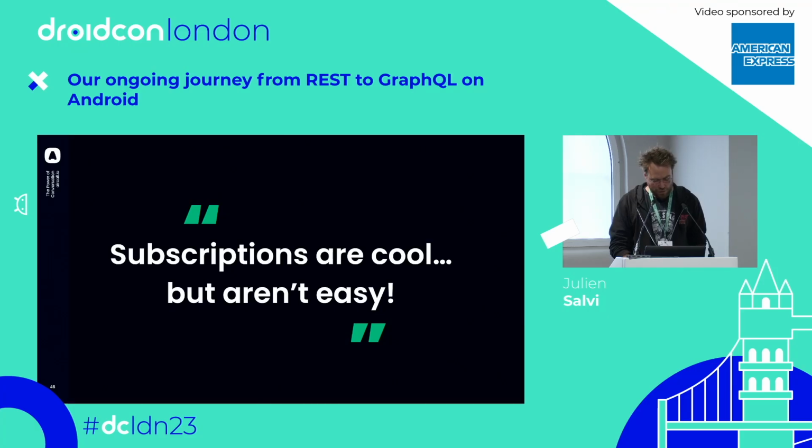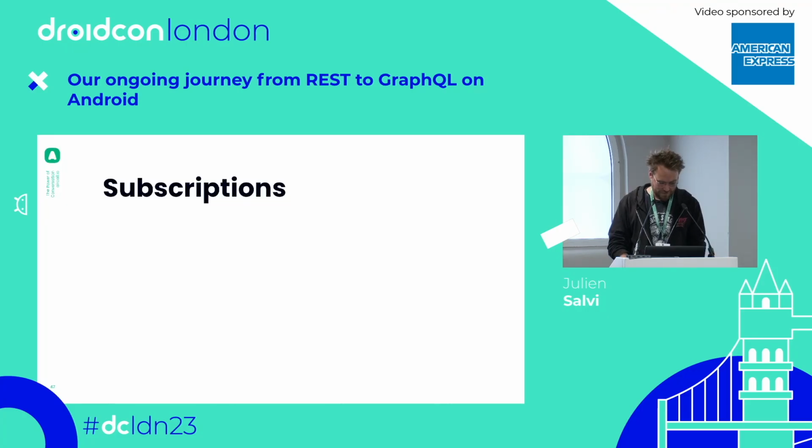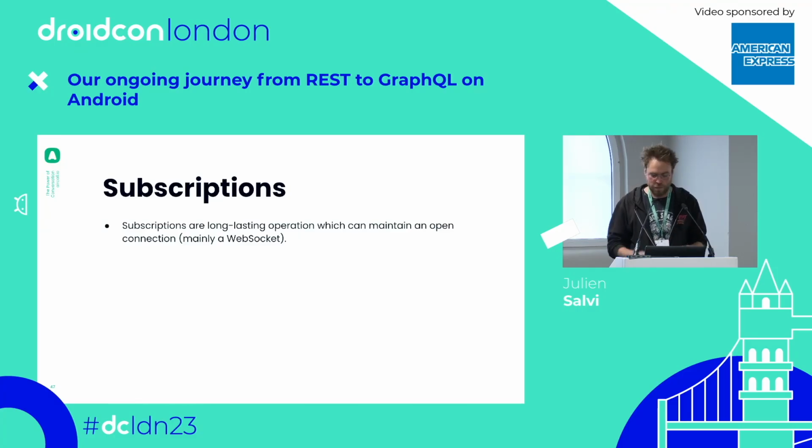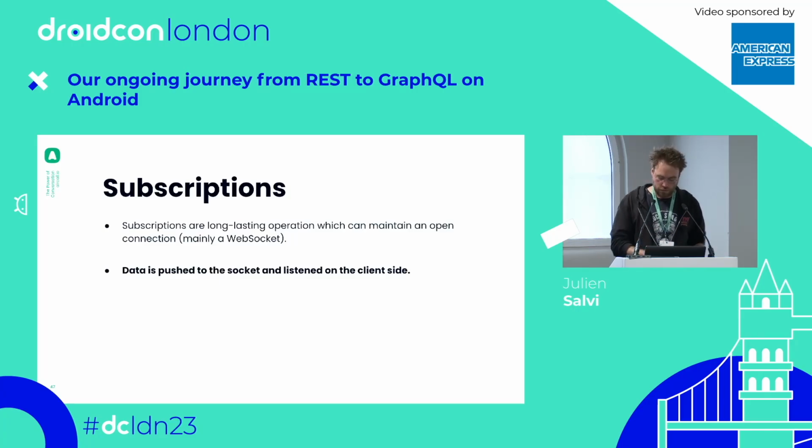Okay, and a thing that was pretty hard to deal with: subscriptions. Subscriptions are very cool, having real-time communication. This is very nice, but it's not easy at all, especially when you have an AppSync backend. Subscriptions are long-lasting operations. The connection is maintained mainly using WebSocket technology, so we can receive events in real time. The data is pushed to the socket and listened to on the client side.